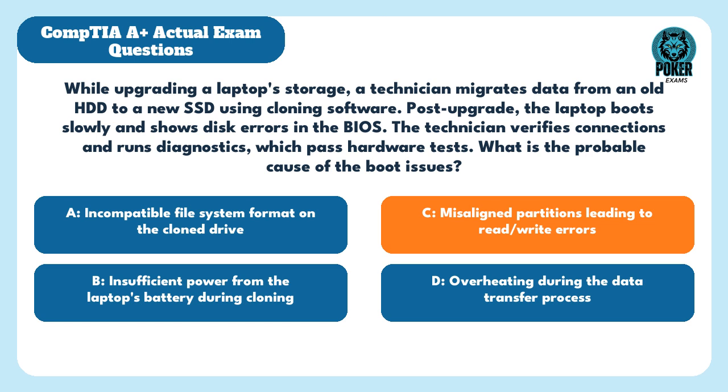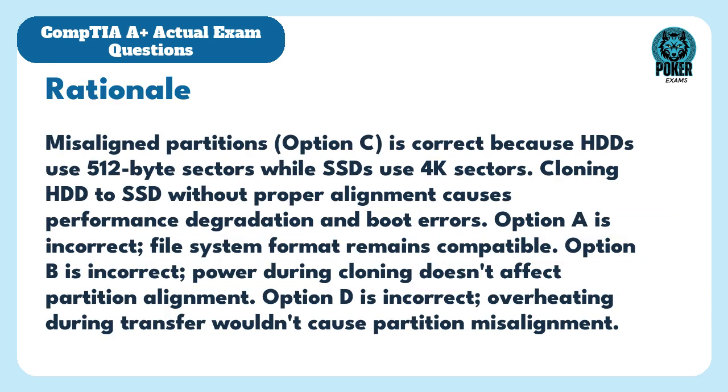The correct answer is C. Rationale. Misaligned partitions, option C, is correct because HDDs use 512-byte sectors, while SSDs use 4K sectors. Cloning HDD to SSD without proper alignment causes performance degradation and boot errors. Option A is incorrect. File system format remains compatible. Option B is incorrect. Power during cloning doesn't affect partition alignment. Option D is incorrect. Overheating during transfer wouldn't cause partition misalignment.